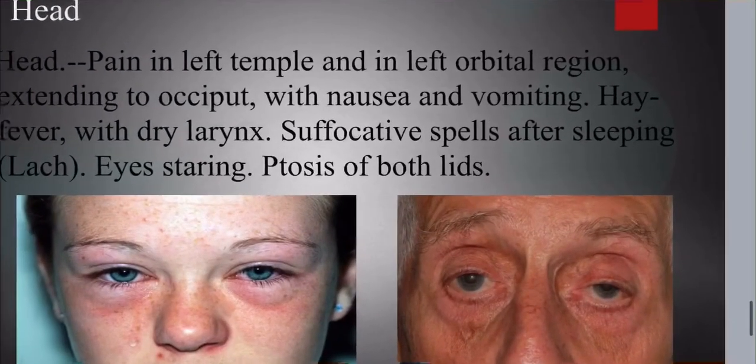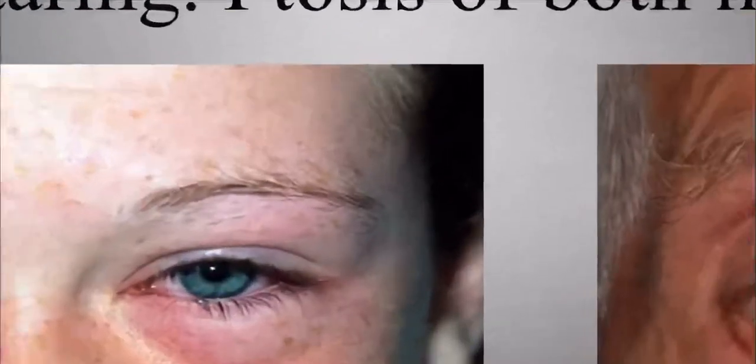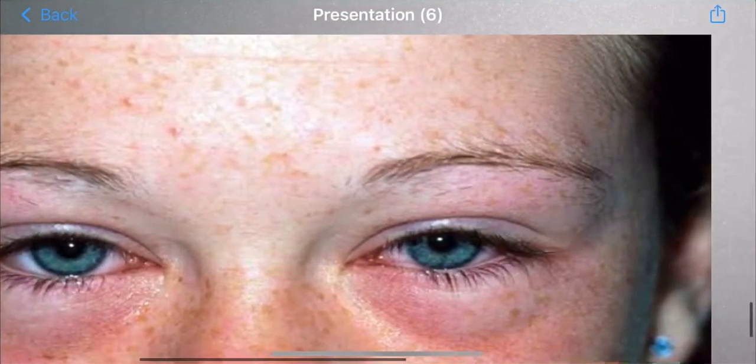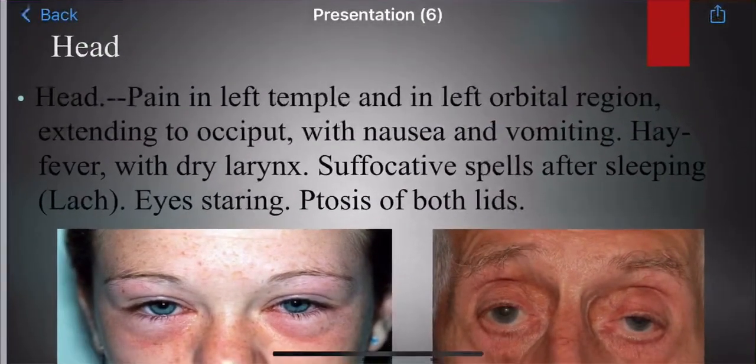Now let us see the head of Naja. Head, pain in the left temple and in the left orbital region. So near the eyes, guys, here the temple, the sides, the temples, and near orbital area, there is pain in the left orbital region. It is extending to the occiput. So from the temple and the orbital, it is going back and settling in the occiput with nausea and vomiting.